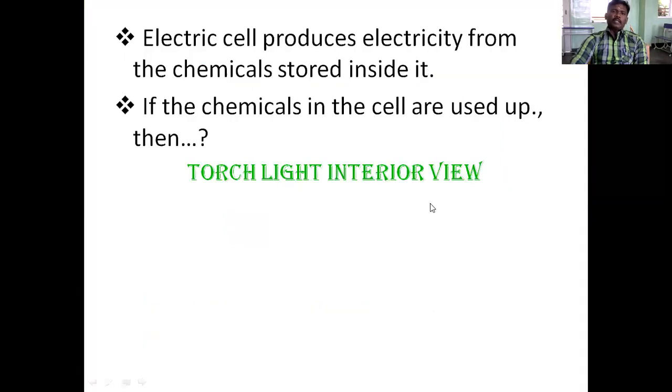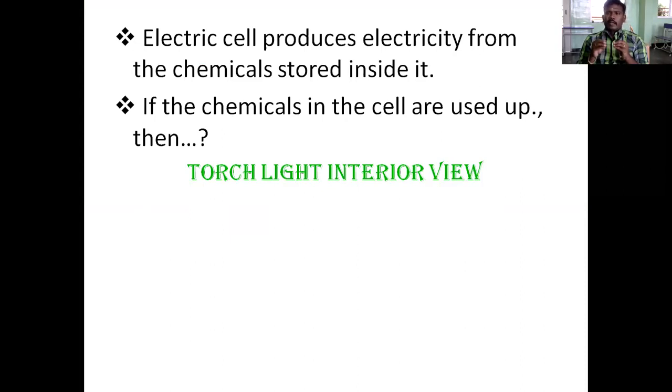Okay. See the next one. Electric cells produce electricity from the chemicals stored in them. Inside the cell, as I already told, we have a positive terminal and a negative terminal, that means anode and cathode, and one electrolyte, a chemical. The positive terminal is one metal material, and the negative terminal is another material. In between the two materials, we fill some electrolyte. That electrolyte acts as a link between the anode and cathode.